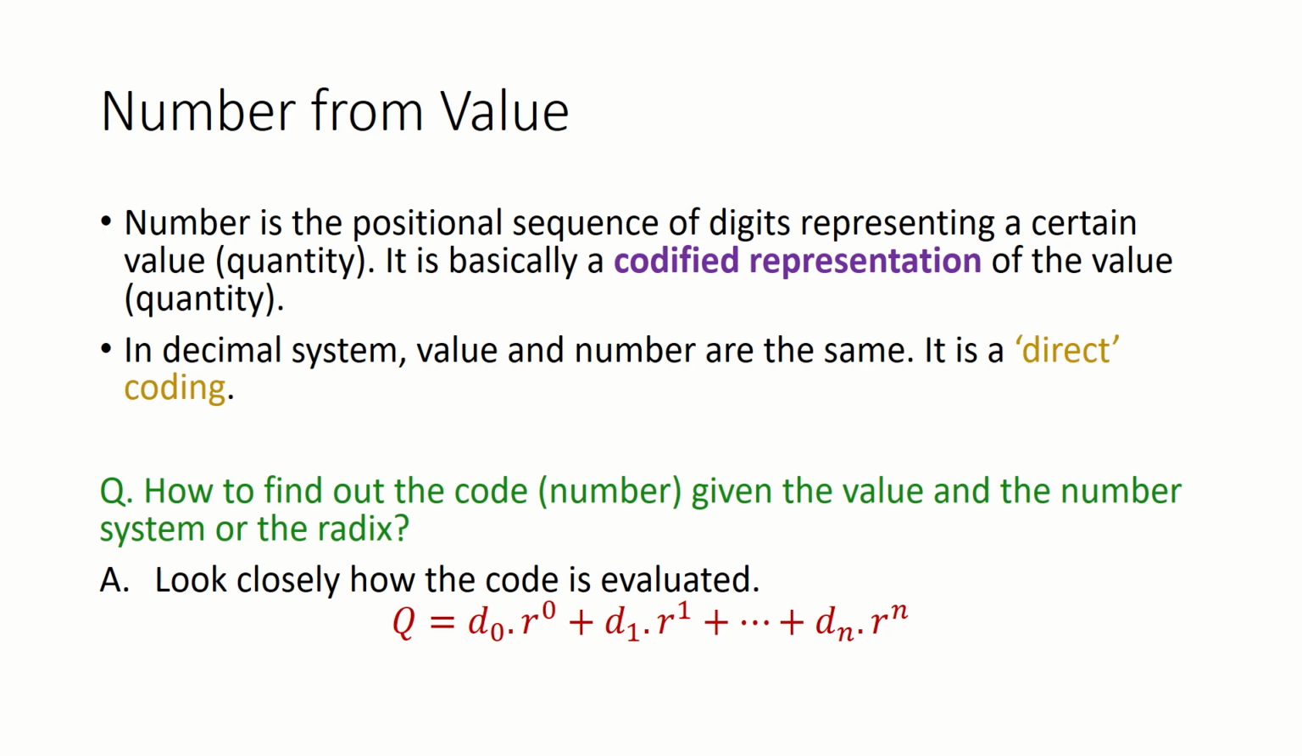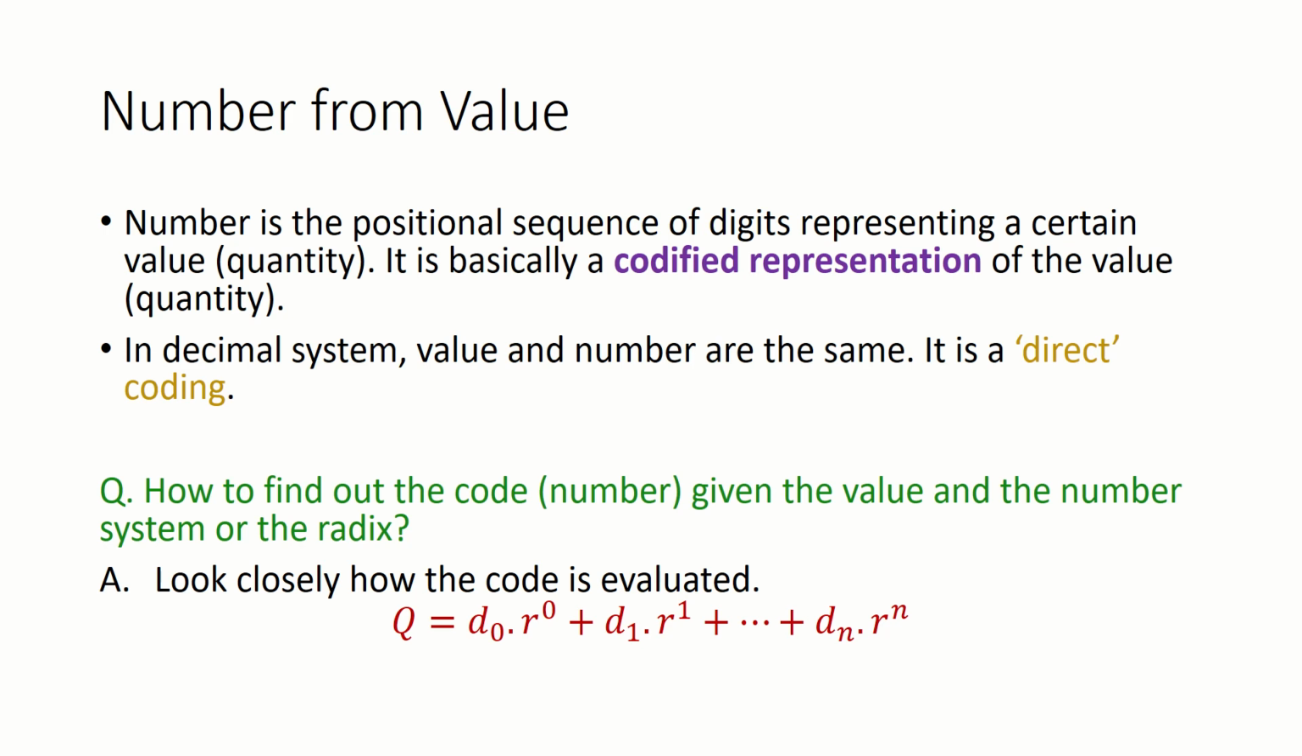In the decimal system it is very simple, it is a direct coding. The question is how to find the code for a general number system for any radix. Look closely at how the code is evaluated, as this gives us the way to construct the number also. So, Q is basically this expression: d0 r^0 plus d1 r^1 up to dn r^n, if it is of length n plus 1. So, this is the expression.